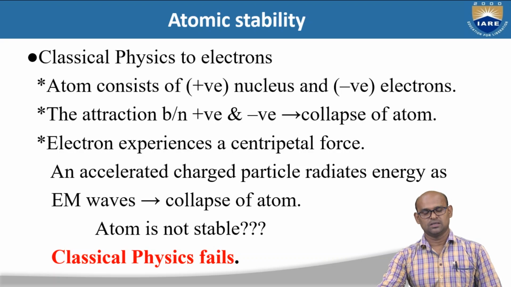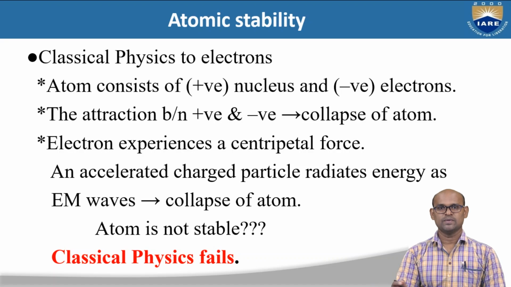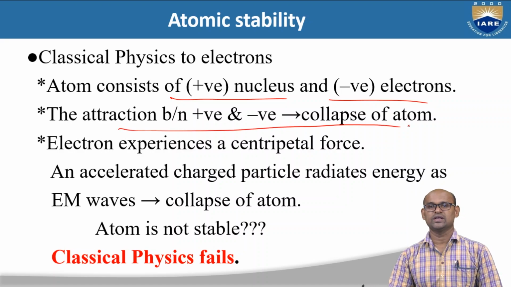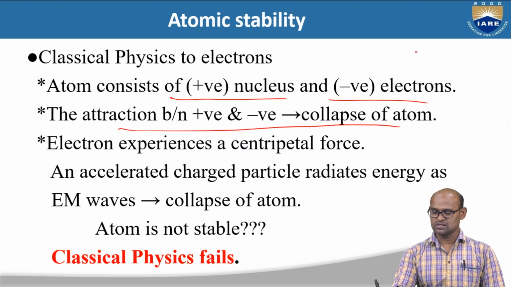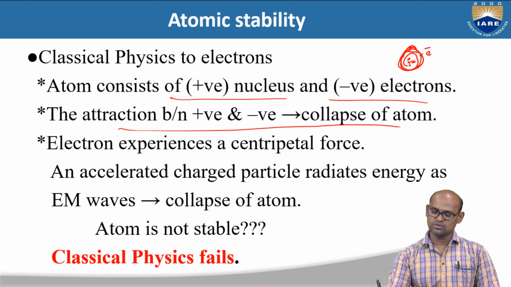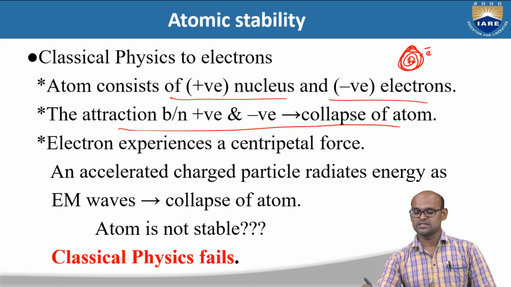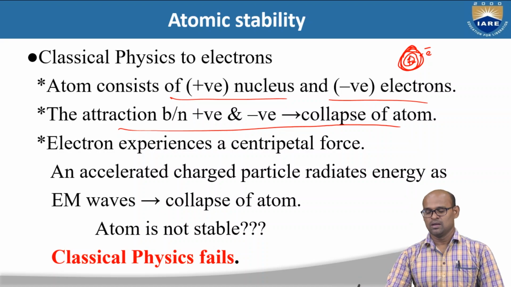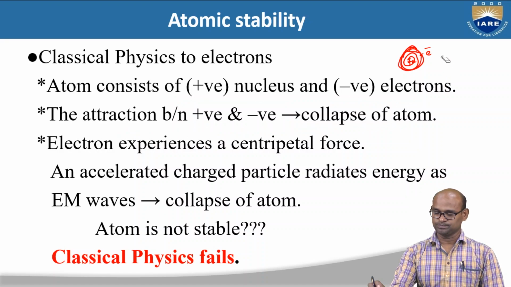The third phenomenon is classical atomic stability. As per classical physics, an atom consists of a positive nucleus and negative electrons. There is attraction between the positive nucleus and the negative electrons. If electrons revolve around the nucleus in circular orbits, the electron will come closer and closer to the nucleus and fall into it, because there is attraction between oppositely charged particles, and atoms should be unstable. But we find that atoms are stable.